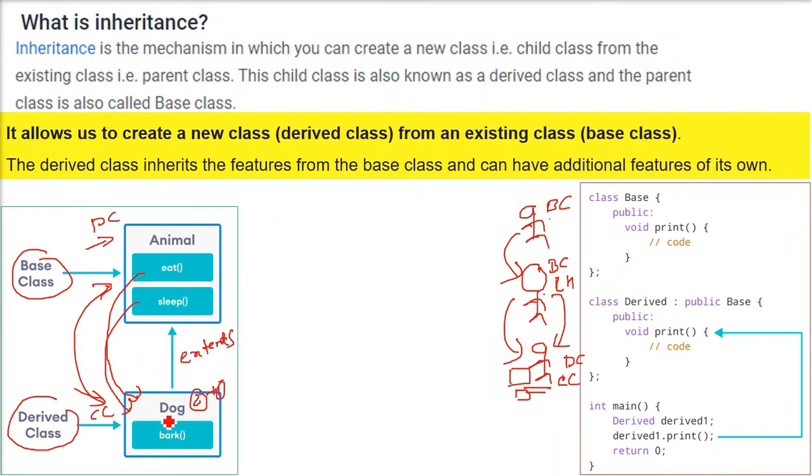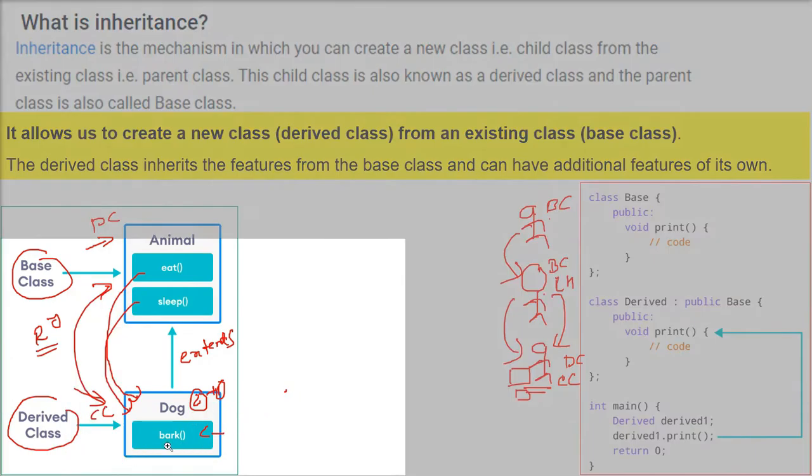So inheritance is allowing us to create a new class which is the derived class from the existing class, which is the base class. It is reusability. The derived class inherits the features, say the data members and the functions which are public and protected from the base class, and can have additional features of its own, which you see here in the dog class, which is bark, additional feature.